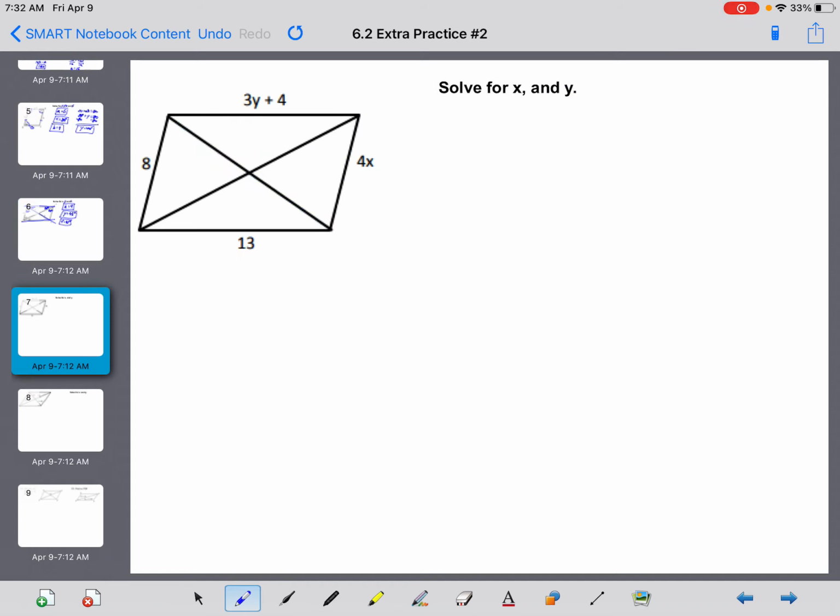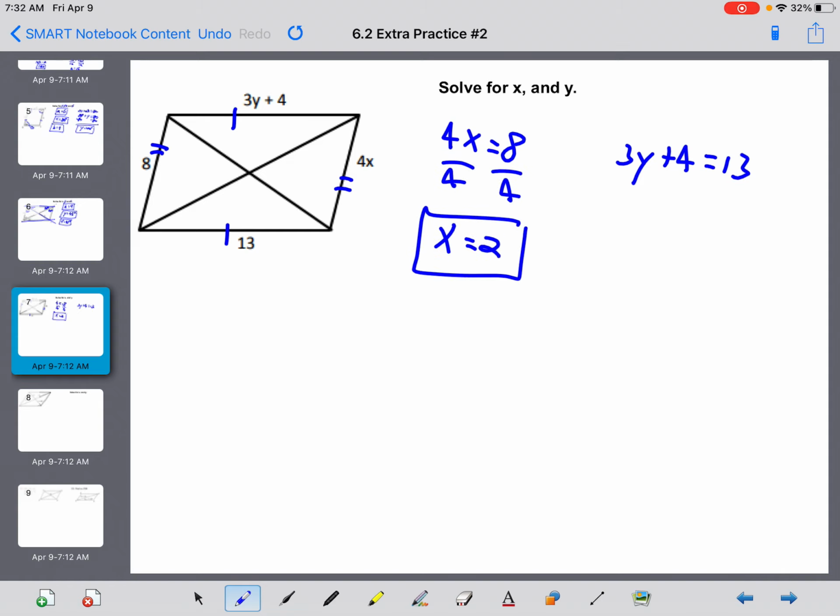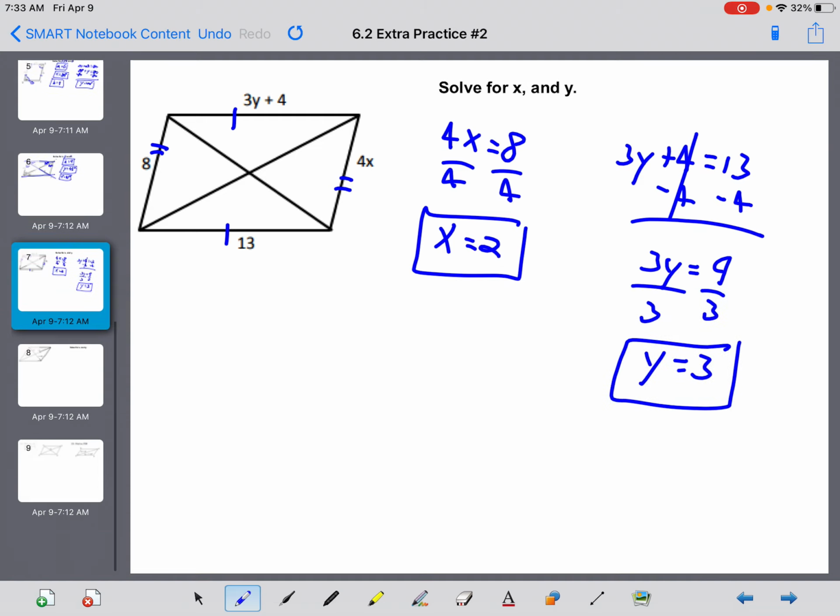All right, solve for X and solve for Y. Well, we know opposite sides are congruent, so we can set up our two equations. 4x equals 8, and 3y plus 4 equals 13. Divide both sides by 4, and x equals 2. Subtract 4 on both sides here. 3y equals 9. Divide by 3 on both sides, and y equals 3.